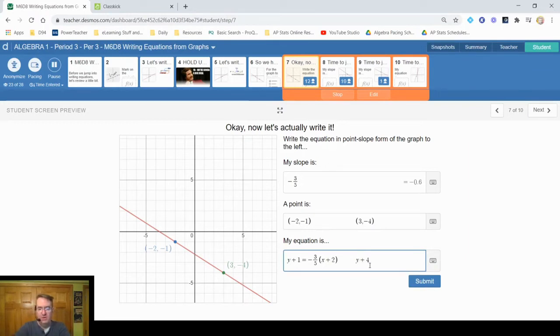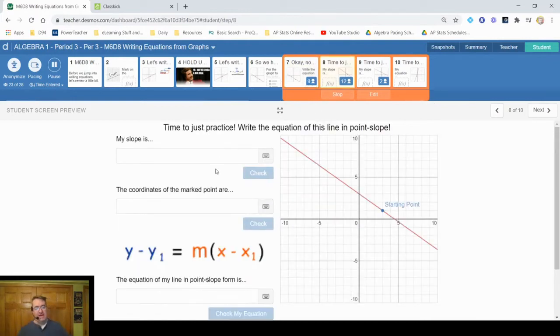I'm going to go equals, and then -3/5, parentheses, x, and then again, you're going to subtract whatever this value is over here, so you change the sign. So it's going to be x minus 3, and I'm going to close the parentheses there. Either of those will work fine for slide 7. If you pick the -2,-1, you're going to do the first one. If you do 3,-4, you're going to do the second one. All right. Any questions? Let's take a look at number 10, or slide 8.